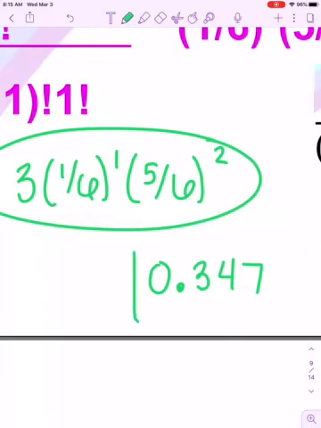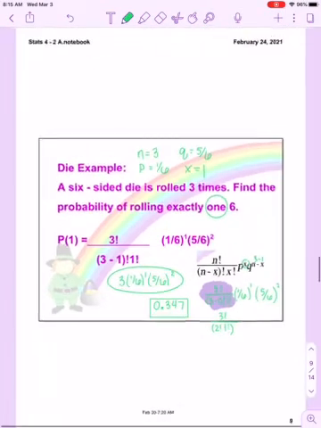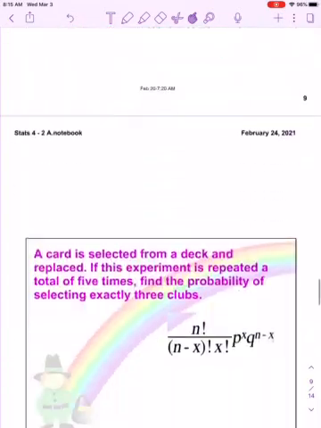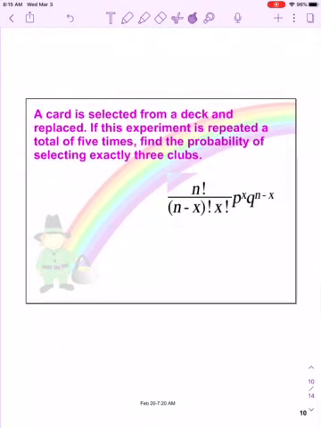And we get 0.347. So there's almost a 35% chance that you get one 6. So you roll a die 3 times. There's a 35% chance that you're going to get a 6 one of those times. Okay? Not 2, not 3, but once.